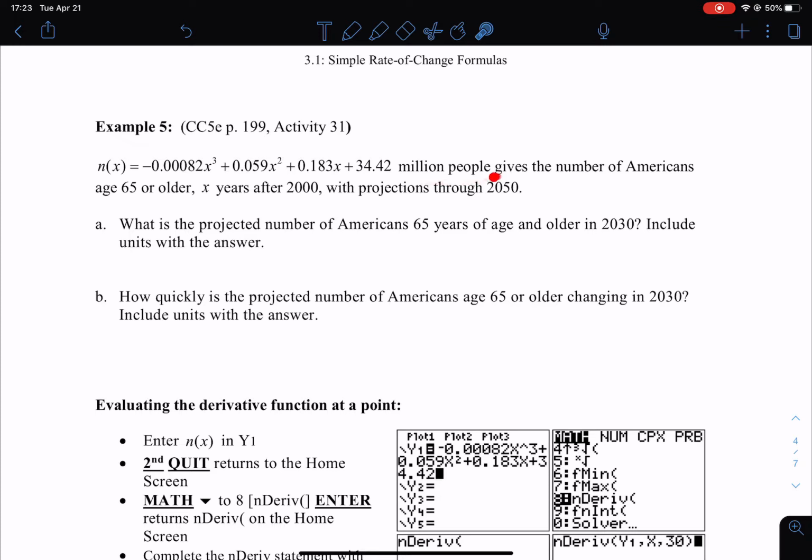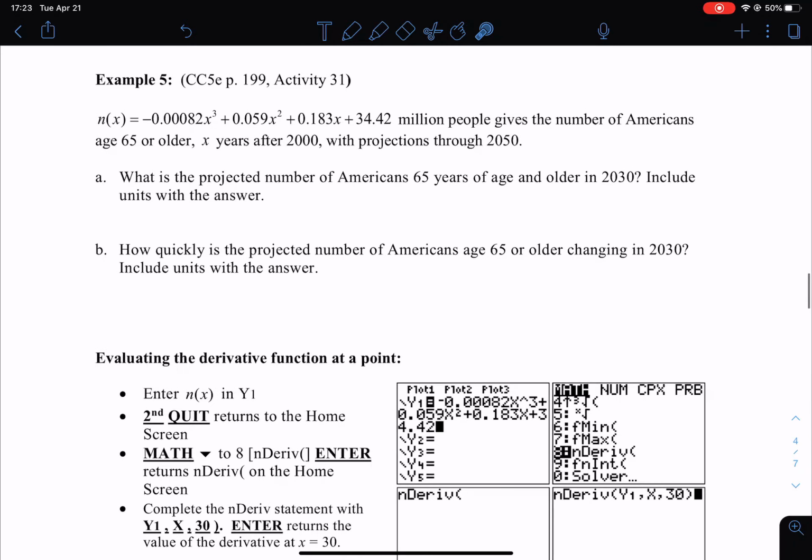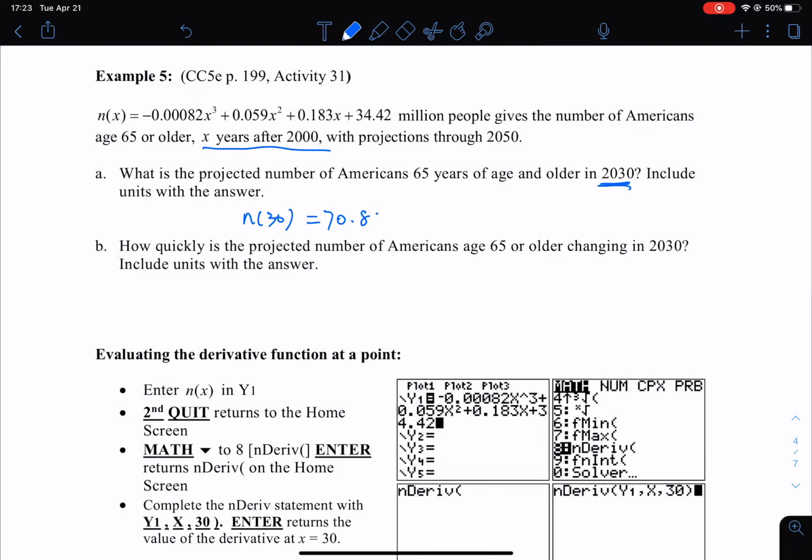The unit is million people, and this is the number of Americans age 65 or older, x years after 2000. So the first one, what is the projected number in 2030? This just says, what is n of 30? And the answer is just 70.85 million people, because 2030 means 30 years after 2000.